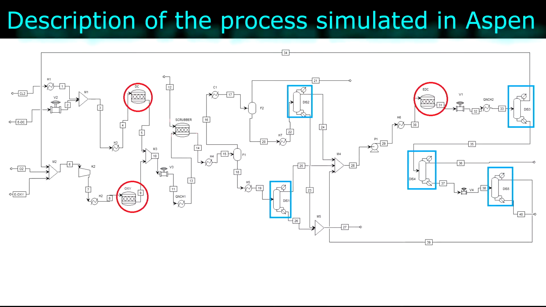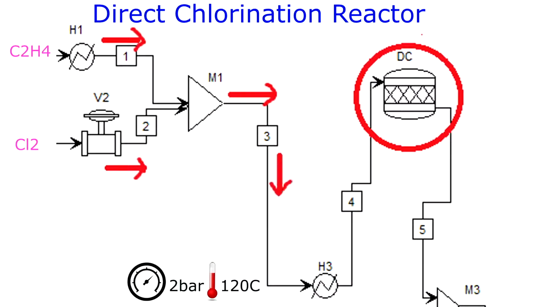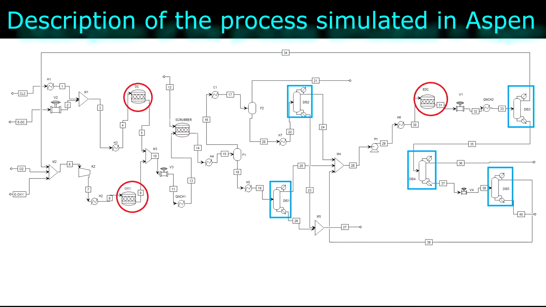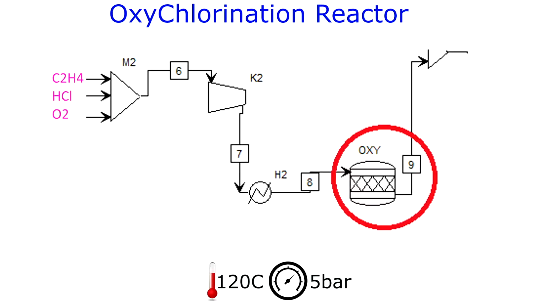For direct chlorination, the feeds are then mixed and preheated in a heat exchanger to produce a vapor feed at direct chlorination operating conditions of 2 bar and 120 degrees Celsius, and a selectivity of ethylene to EDC at 99.7% is achieved. For oxychlorination, the reactor is a fluidized bed reactor using heterogeneous catalyst copper 2 chloride in the solid phase and a selectivity of ethylene to EDC at 99.7% is achieved.